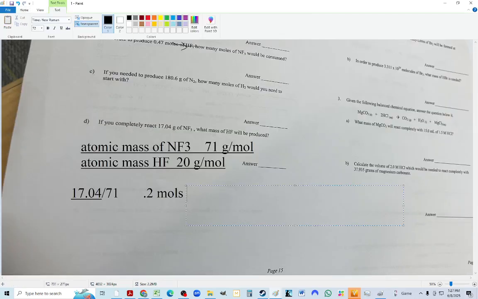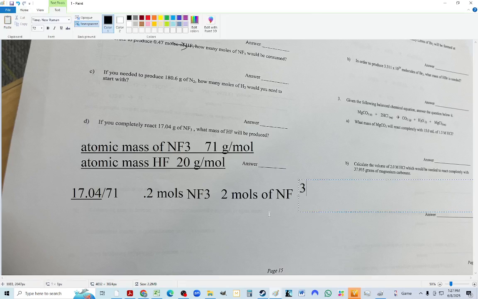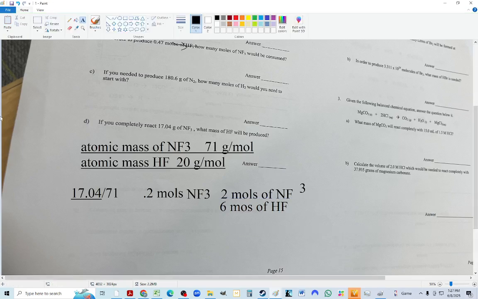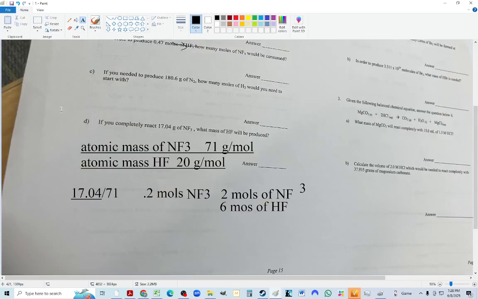And this was, we figured out here, the moles of NF3. I'm going to have to multiply it by 2, I think it was 2 moles of NF, or was it the opposite? Oh yeah, 2 moles of NF3 for every 6 moles of... oh, wait. I think I've got it all screwed up here. HF. Yeah. So we got to look up here. There's 6 moles of HF for every 2 moles of NF3.